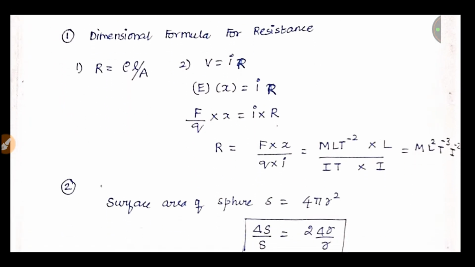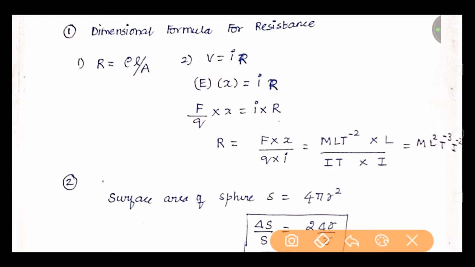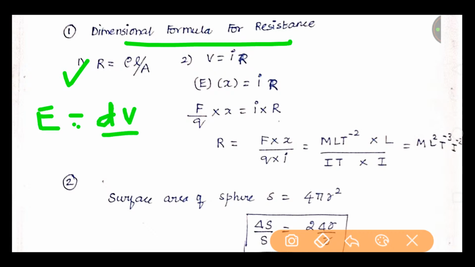The first question is for the dimensional formula for resistance. For resistance, we know 2 formulas. R is equal to rho L by A. V is equal to IR. V means potential, I means current, R means resistance. For resistance, we need to find the current. We know that E is equal to dV by dx.